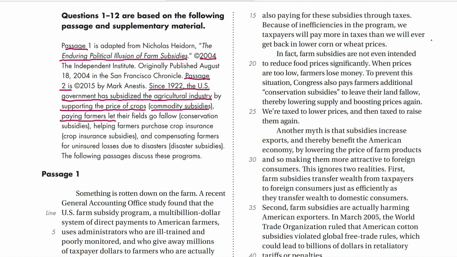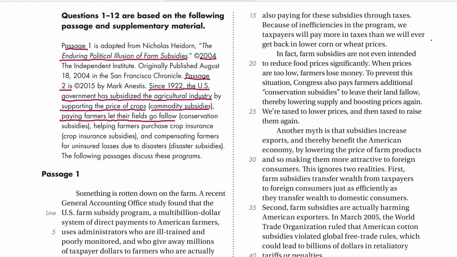Paying farmers to let their fields go fallow. What does it mean? And they are going to also subsidize farmers by paying them to let their fields go uncultivated. Why can land be uncultivated? Guys, I might decide as a farmer, or as a government, that this land needs to rest a while, right? That for a period of time I'm not going to plant any kind of vegetation in the land. So I rest the land a bit, maybe to restore some kind of fertility, to bring back the fertility of the land.